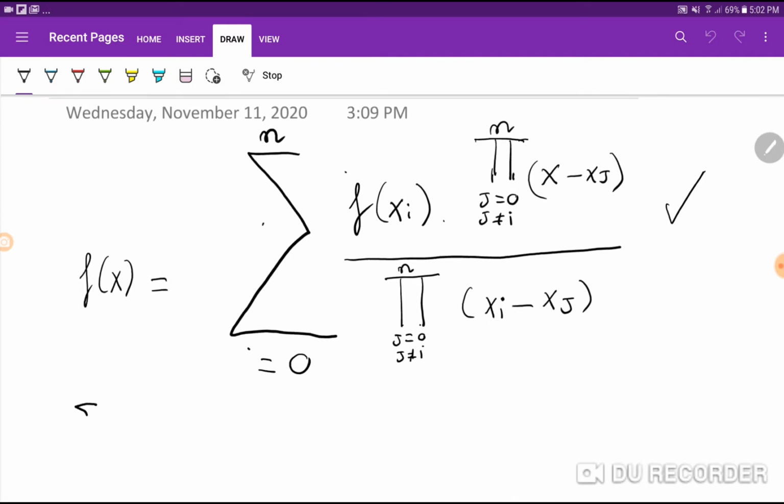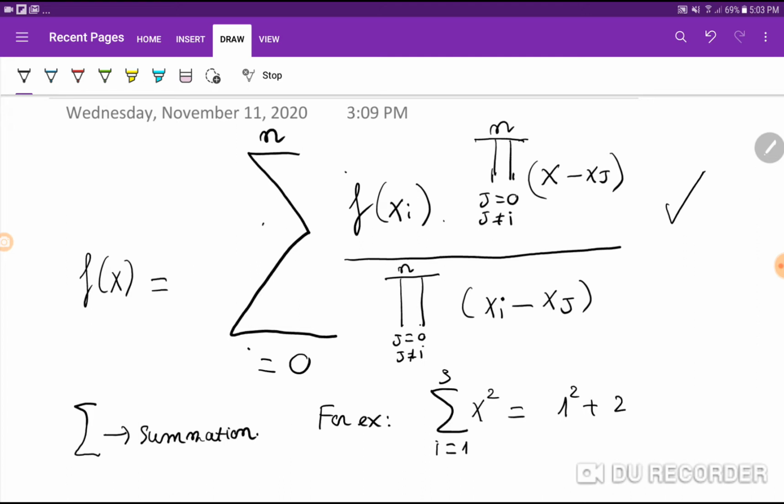So the sigma sign stands for the summation. For example, if you have the sum of i equals 1, 2, 3 of x squared, it would be 1 squared plus 2 squared plus 3 squared, and it will be 14.